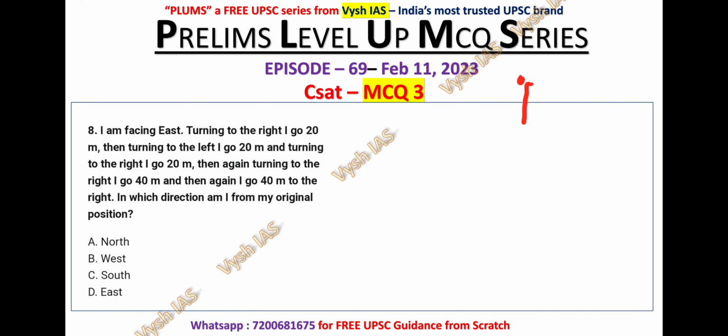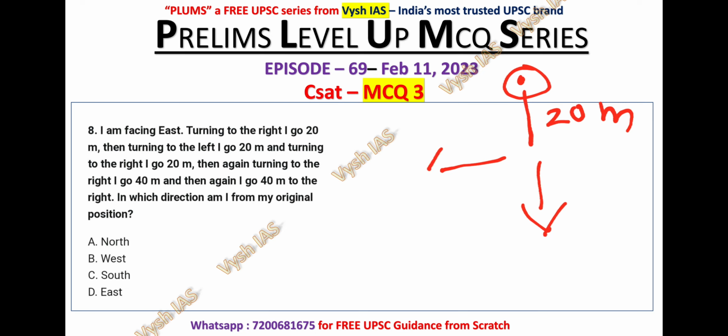Okay, I hope you have understood what I have told. So I am here. I will go to the east. I am going to the right for 20 meters. Then turning to the left. So if I am facing this side, the downward direction, my left will be this side and my right will be this side. Where do I have to go now? I have to go to the left side as given in the question. From here I am going to the left side for 20 meters again.